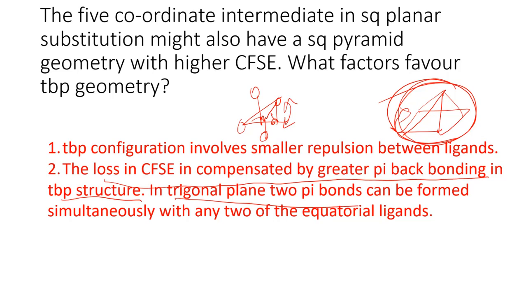In trigonal plane, two pi bonds can be formed simultaneously with any two of the equatorial ligands. So therefore, the loss in CFSE is being compensated due to this metal to ligand pi bonding, which in turn actually favors the low CFSE valued TBP geometry, or TBP structure, over the square pyramid geometry.